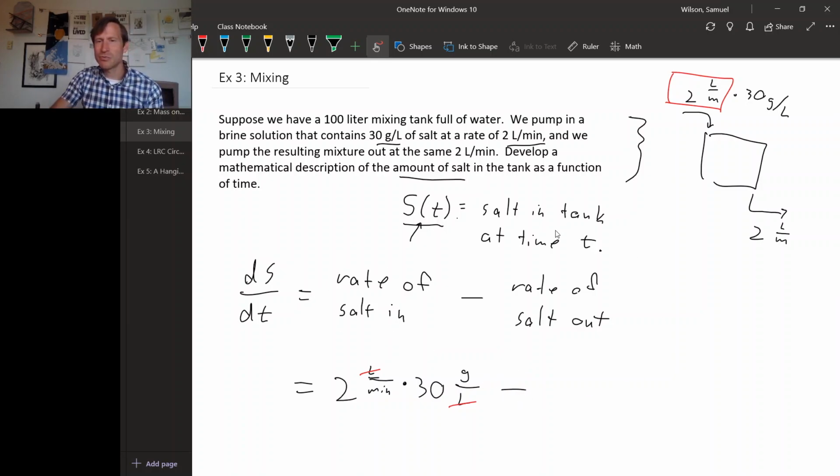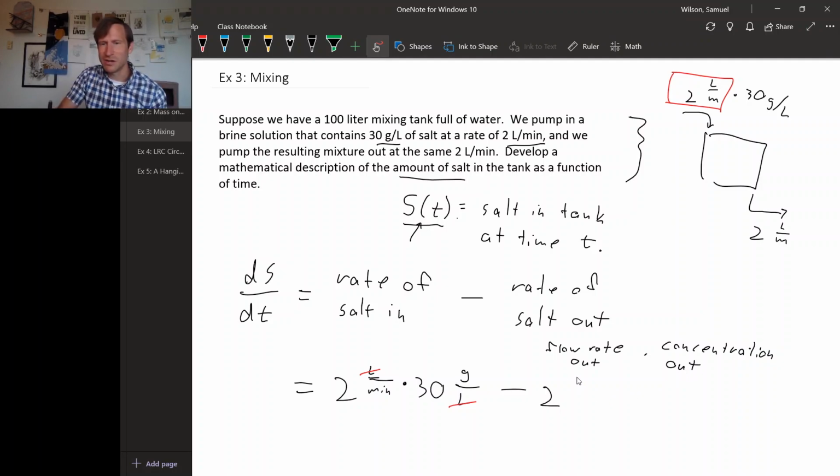Now we need to subtract the rate at which salt is leaving the tank. And we can use the same idea. Let's multiply the flow rate that's going out by the concentration of the fluid going out. Well, the flow rate going out is 2 liters per minute still. No problem there. But the concentration, we're assuming that the fluid in this tank is well mixed, and so the concentration of the stuff going out is just the concentration of whatever is in the tank.